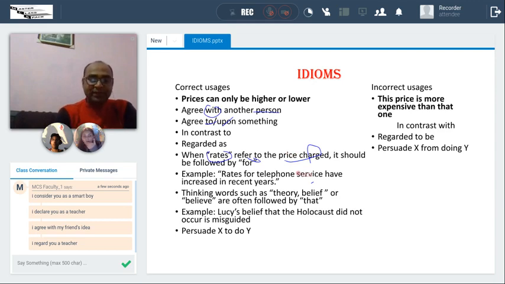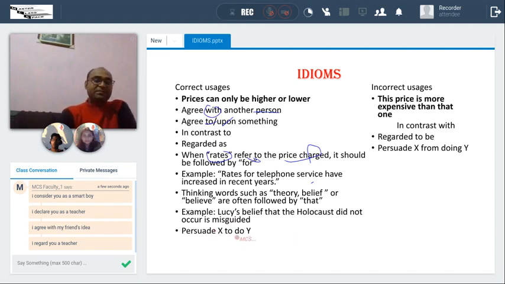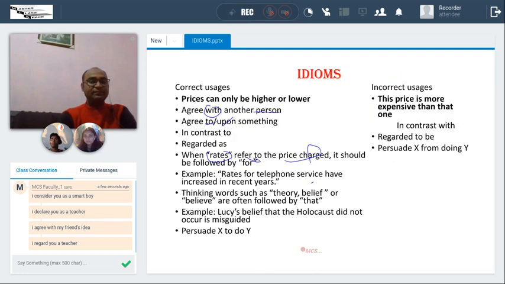Fine. So thinking words such as theory, belief, or believe are often followed by that. So any word that is related to sense, after such words we generally use that. Like I consider that, I believe that, regard that, suggest that, request that. All right. At the same time, when it is persuade X to do Y, here after X it should be a verb. Fine, Shreya? Aditya, fine? Yeah.